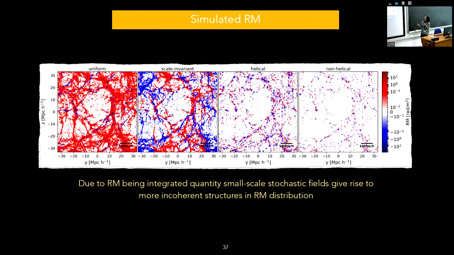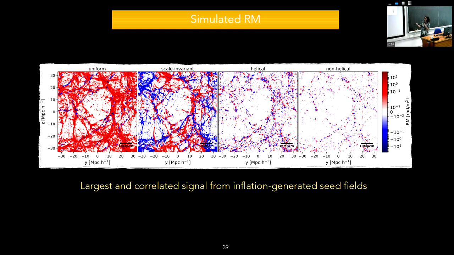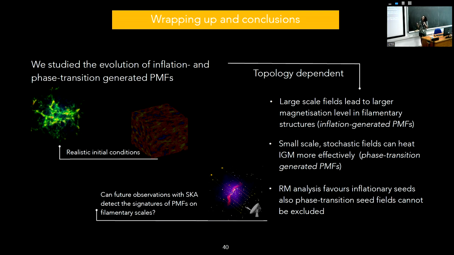And we also studied this rotation measure from our simulated models. And what we find is that because the initially uniform and scale invariant, initially large scale fields would give rise to larger amplitude in the cosmic web, they would also show the largest and more correlated rotation measure values in the cosmic web. Yeah, so I will not say anything about conclusions and just leave this slide.